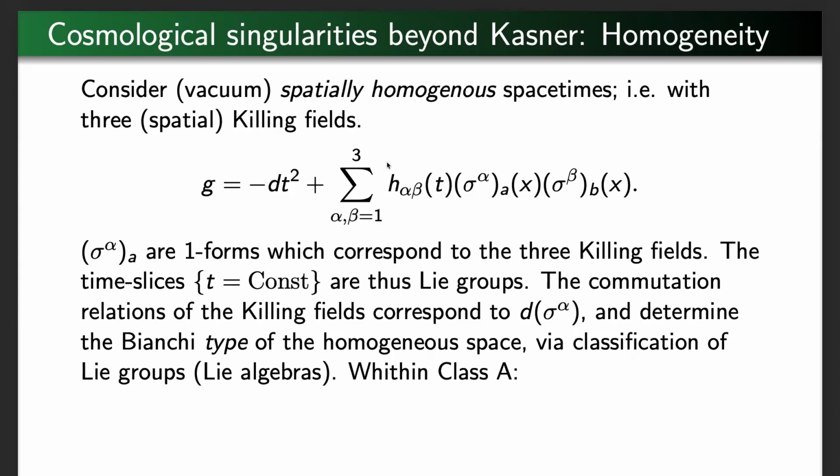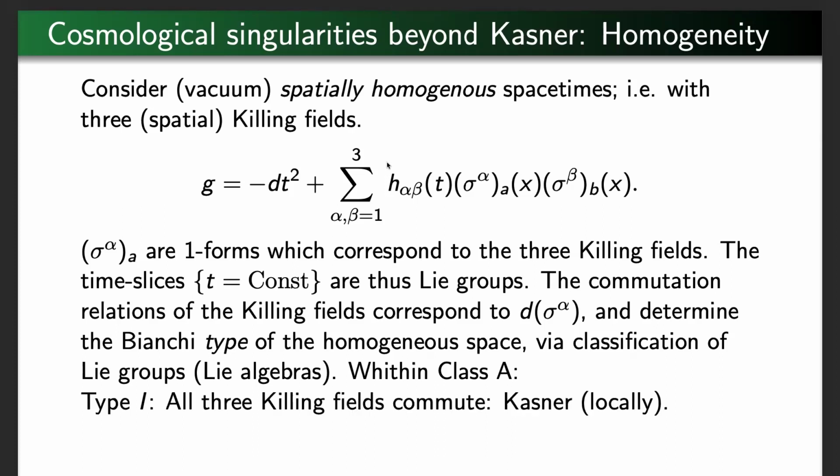It contains these 3 Killing fields, and one can classify the Lie groups according to the Lie algebra structure, or the commutation pattern of the 3 basic Killing fields. Okay. So this was done over 100 years ago by Bianchi. There are 2 classes, A and B, in dimension 3. For this review, let me just discuss class A. The most simple setting is where all of them commute, and then we have to be, at least locally, Kasner. So the metric is Kasner.